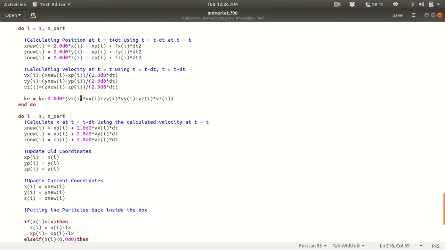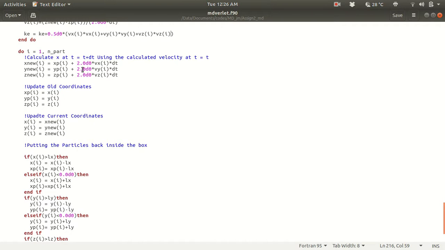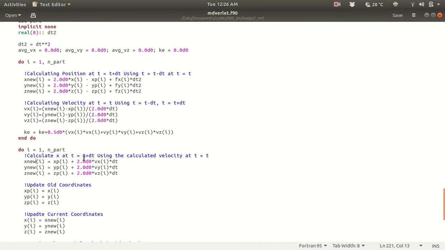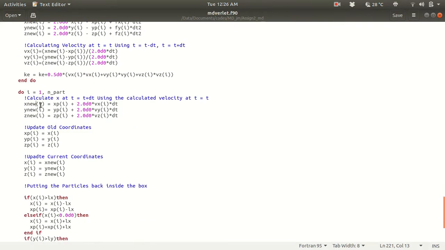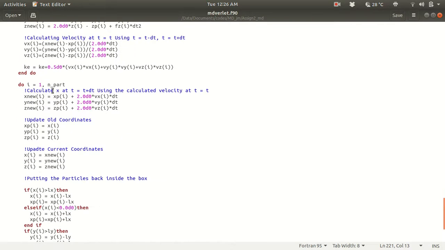So v square is vx square plus vy square plus vz square, and mass is basically 1. Now we have to calculate the velocity, and calculate x at t plus delta t using the velocity calculated at t plus dt. So x nu is basically for the next step. This is for the first step, and in the next step we will need these x nu values again, so we have to calculate that before substituting this x nu in the next step. So the x nu I have calculated using the velocity generated at the earlier step.